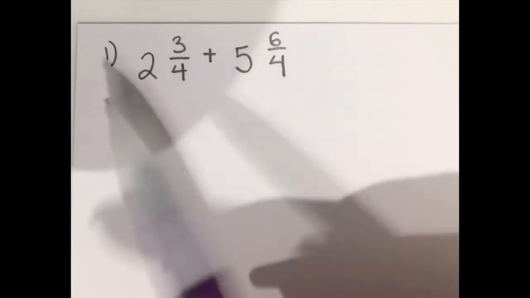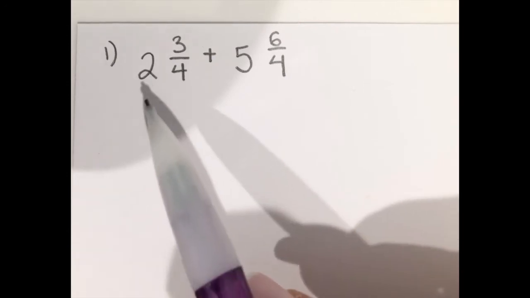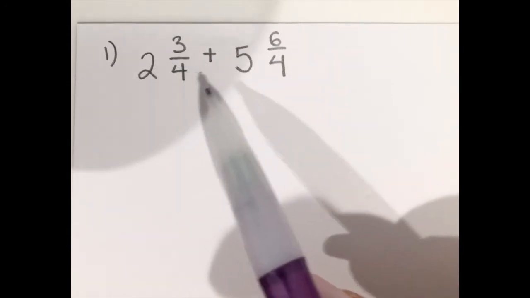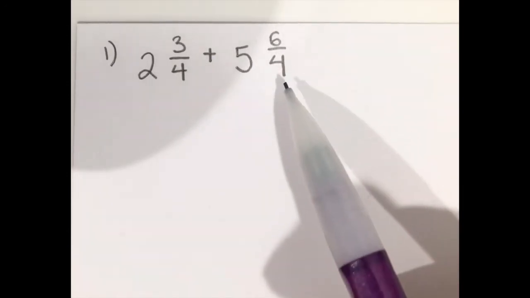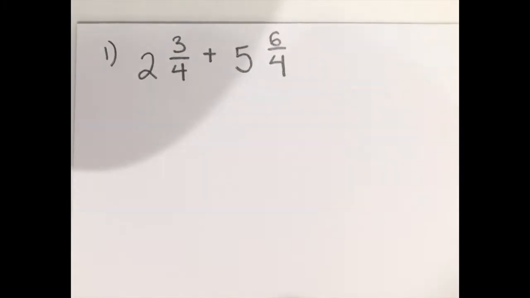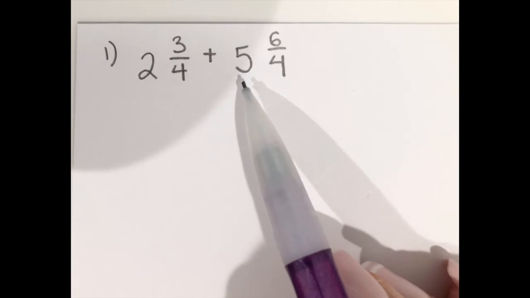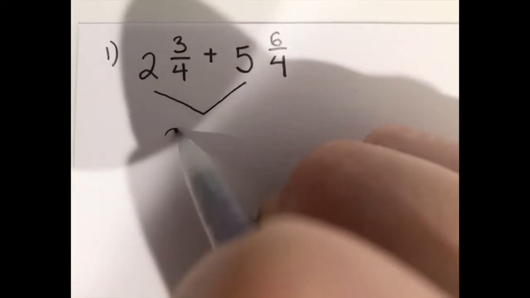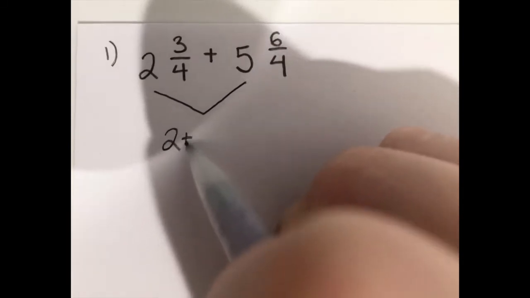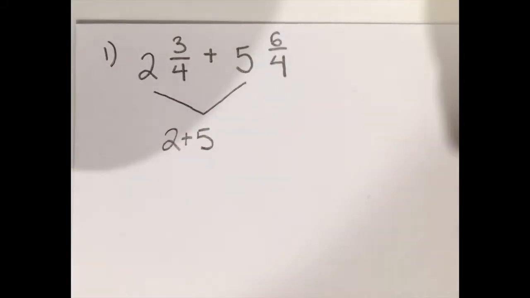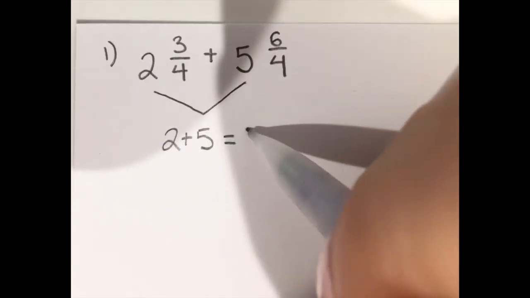For the first problem, we have the equation 2 3/4 plus 5 6/4. Now the easiest way to do this is by starting with the whole numbers. So in this case, it's 2 and 5. We're going to bring those down and add them together. So we're going to bring 2 plus 5, and we're going to add them together to get 7.